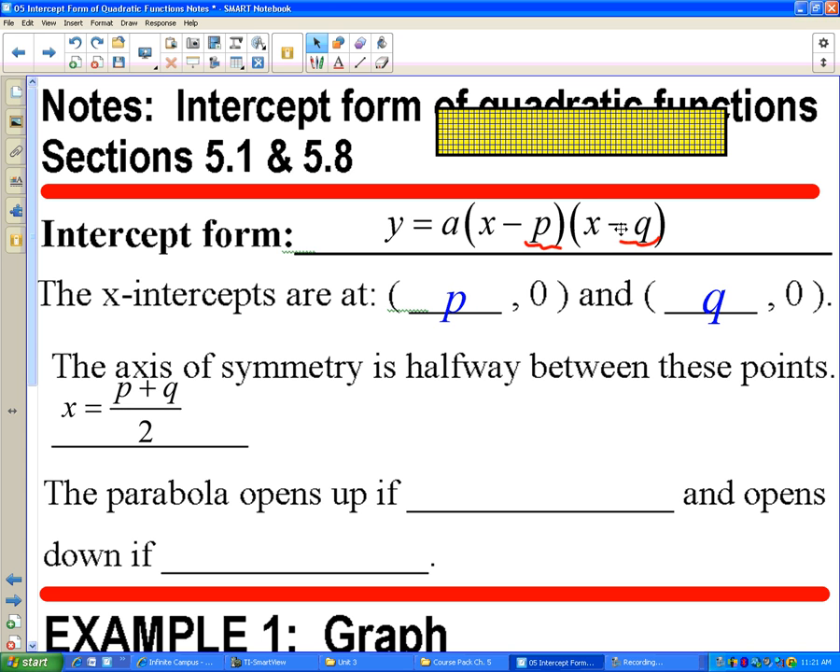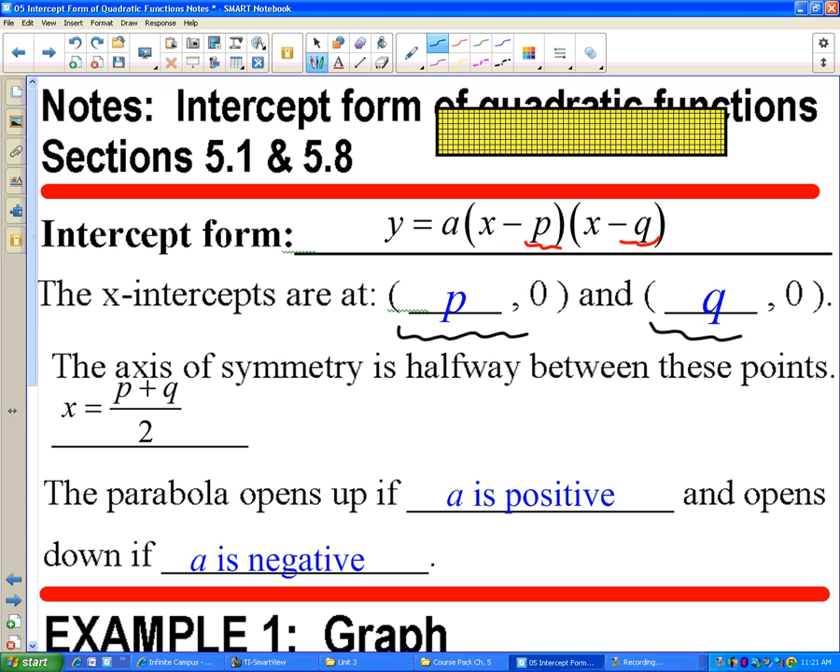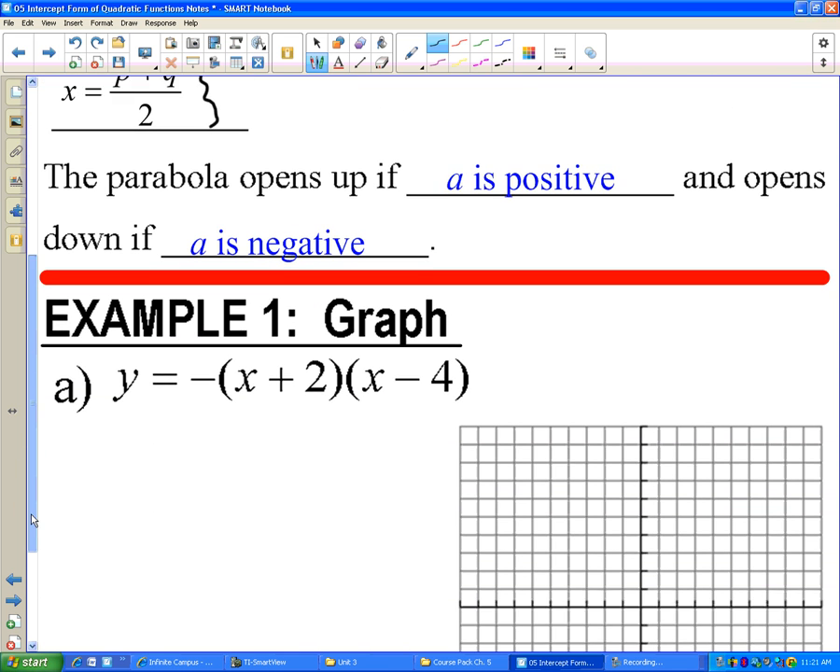The parabola opens up if a is positive and opens down if a is negative. So when I'm graphing intercept form, I just need to graph 3 points. Which 3 points? I need to graph my 2 intercepts, (p, 0) and (q, 0), and my vertex, which I get from the line of symmetry, (p plus q) divided by 2. Let's do some of these and see how that works.